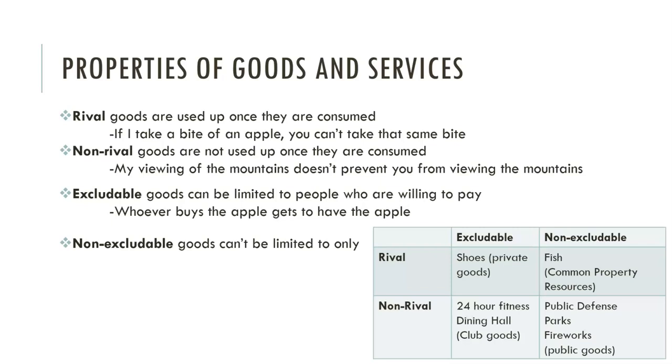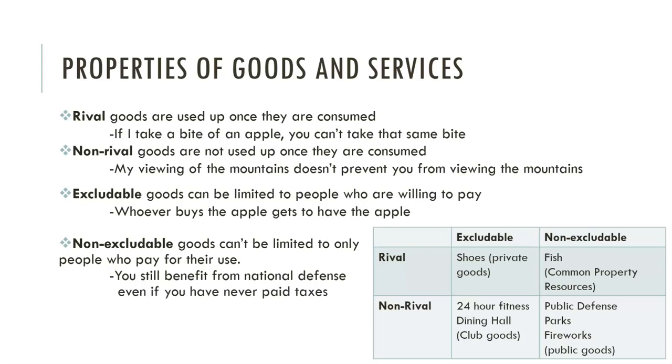Non-excludable goods, which is going to be the focus of this lecture, are goods that can't be limited to people who pay for their use. So, an example is you still benefit from national defense even if you have never paid any taxes. If there's a submarine patrolling the coast of California, it doesn't just protect the people who pay taxes, it has to protect the whole state.